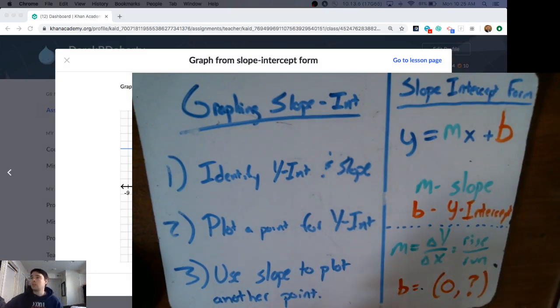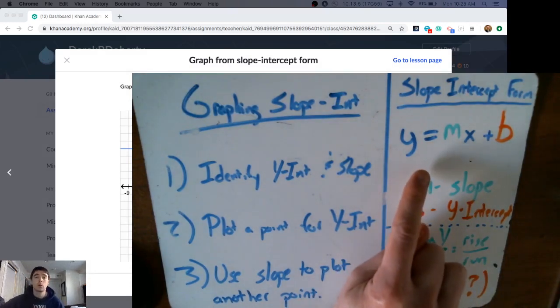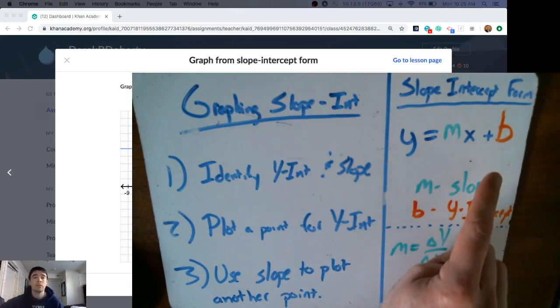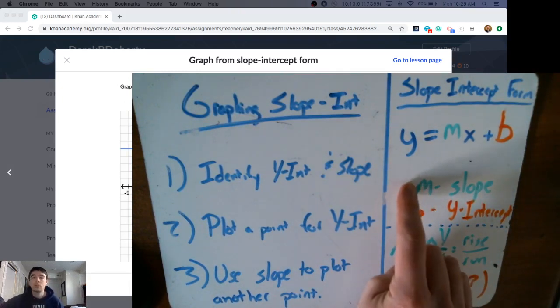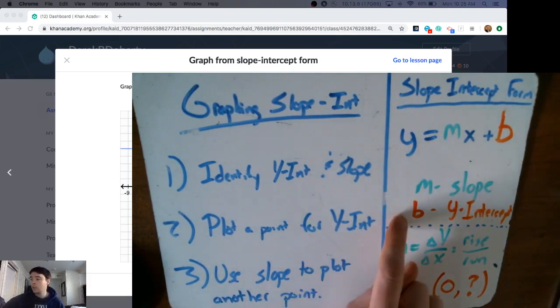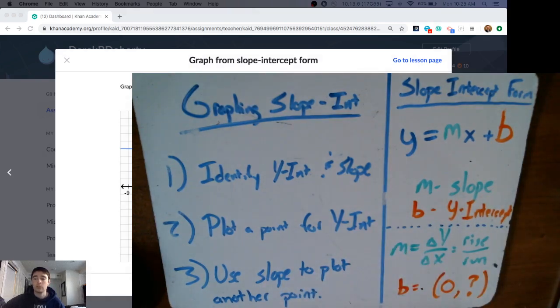Slope-intercept form, as you got from the last lesson, is whenever these linear equations are written in a y equals mx plus b form. The m will always represent your slope when the equation is written in this y equals form, and whatever b is, the number that's all by itself, represents your y-intercept.